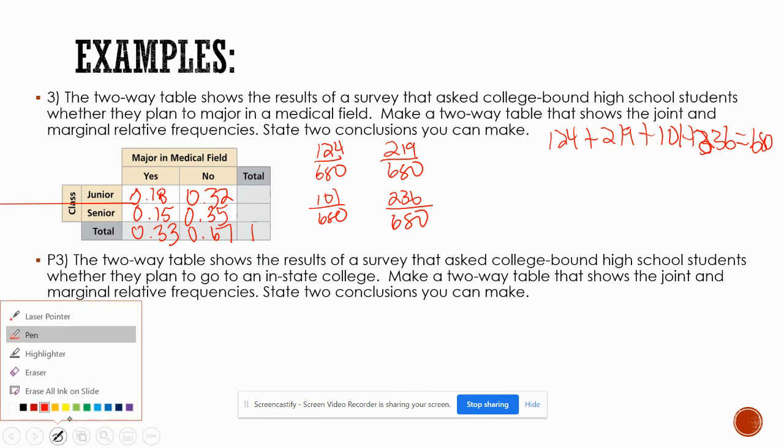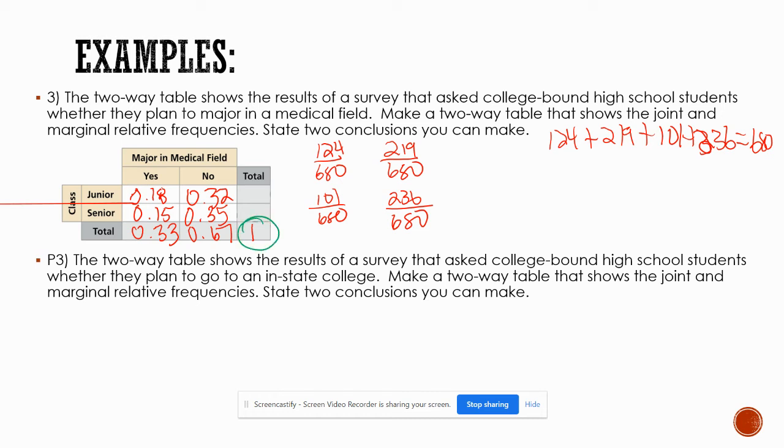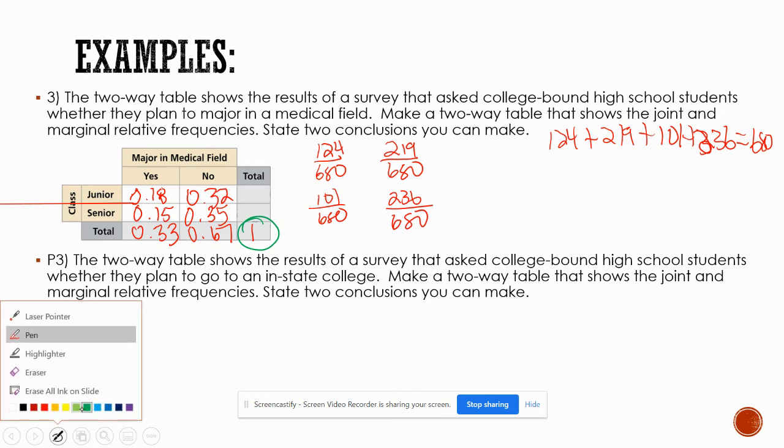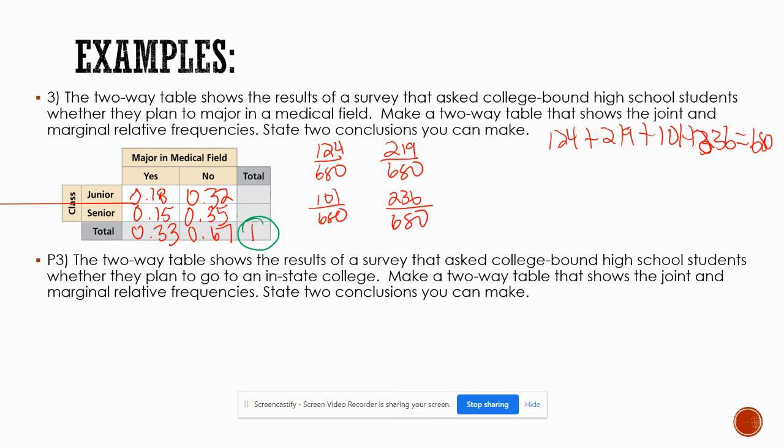And remember, that's what our goal is. Our goal is to see that our total here is 1 of our marginal relative frequencies. 0.18 plus 0.32 is a half, 0.5. 0.15 plus 0.35 is a half, 0.5. 0.5 plus 0.5 is 1. So yes, all of this makes sense that in our marginal relative frequencies, we get a total of 1.